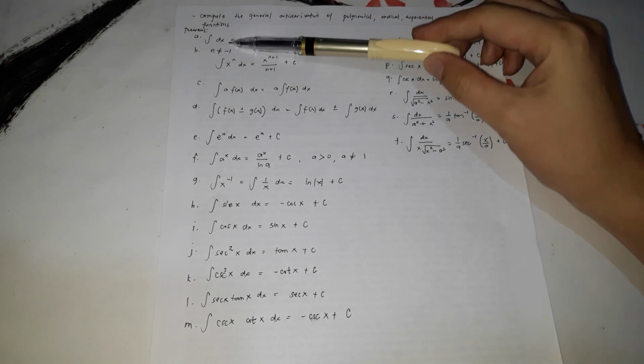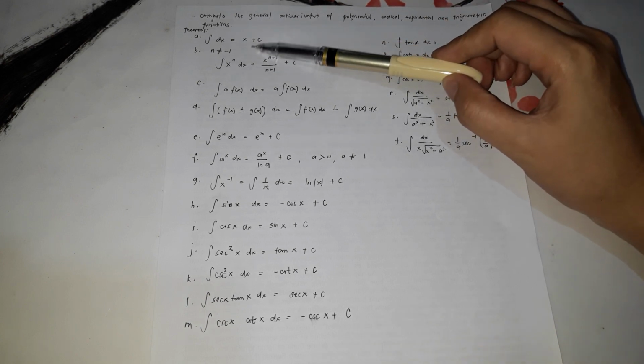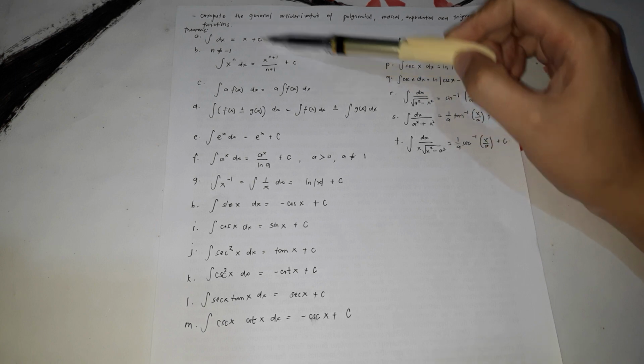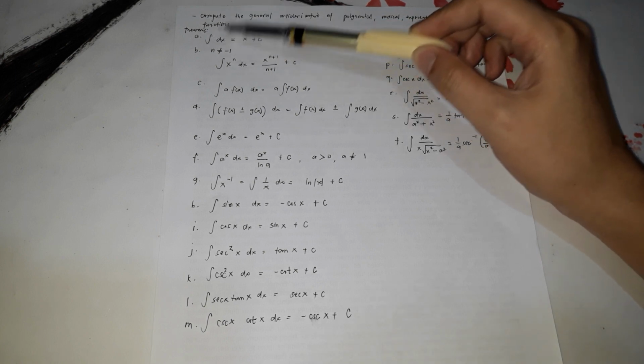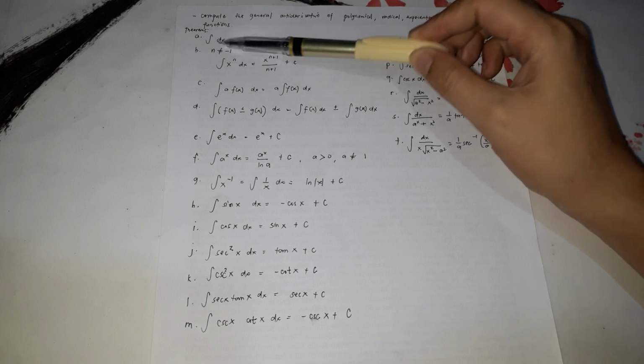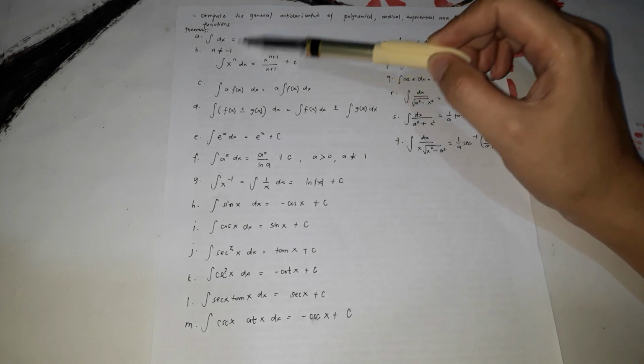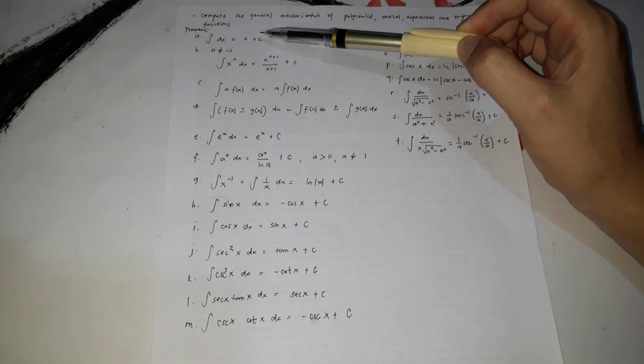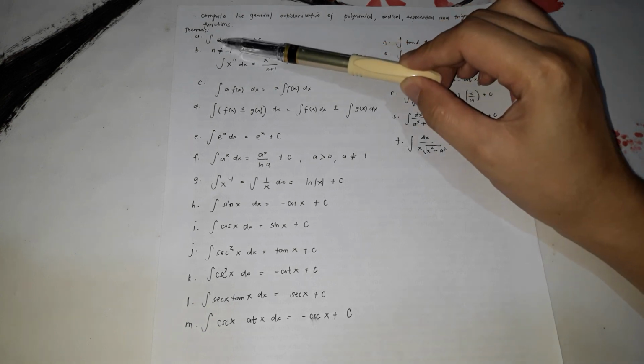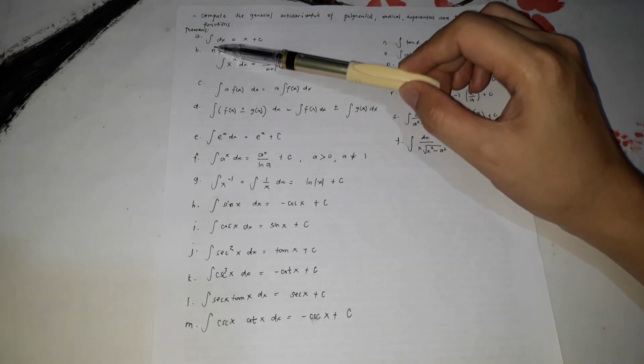The integral of dx is equal to x plus c. If there is a constant here, 1, it will become 1x plus c. If there is 2, it will become 2x plus c. If there is no number in here, it means there is 1.